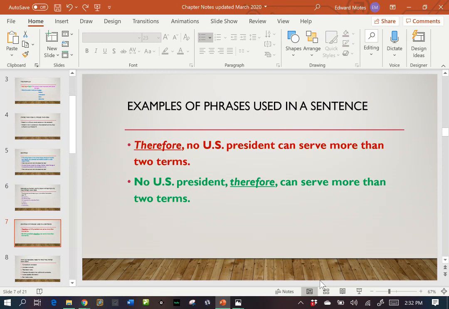So when we use that phrase at the beginning of the sentence, it says, therefore, no U.S. president can serve more than 2 terms. Or we could say no U.S. president, therefore, can serve more than 2 terms. So here's an example of where that phrase could be in the middle of the sentence. So always remember, if you're looking for the phrases, that's fine, but they could be in the middle or beginning of the sentence.